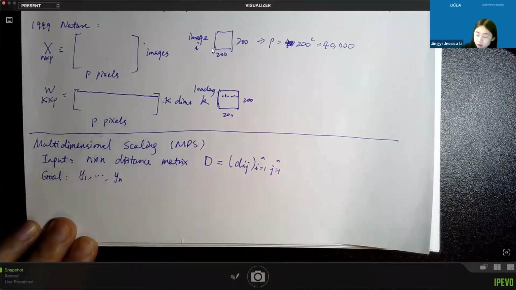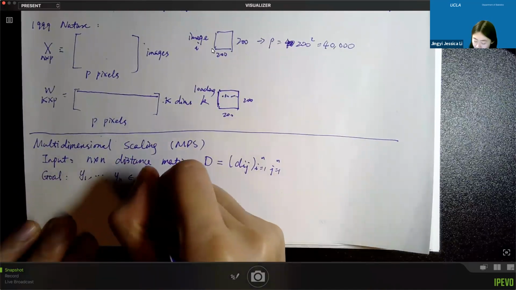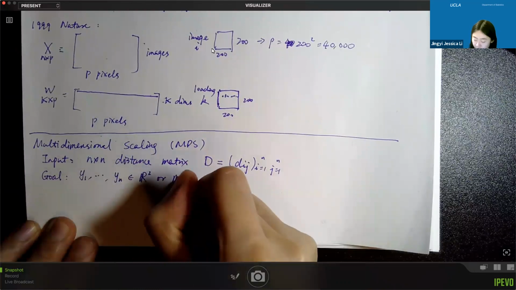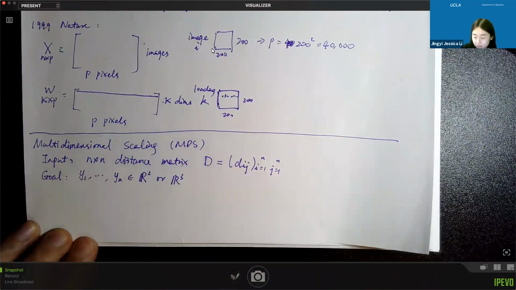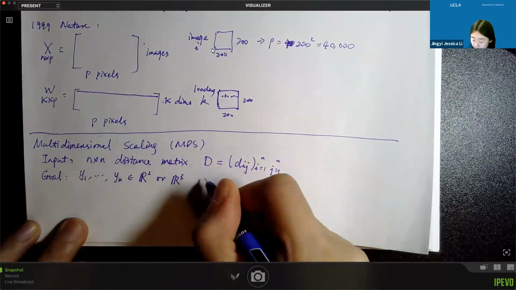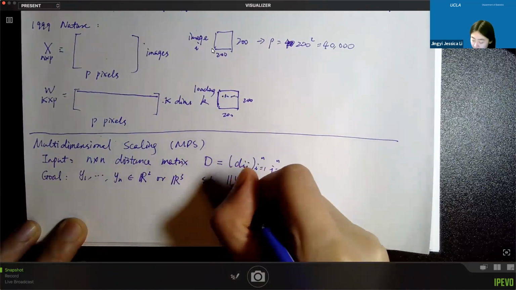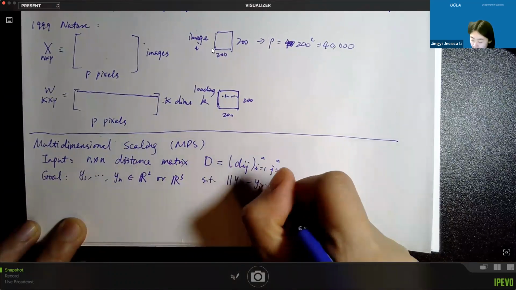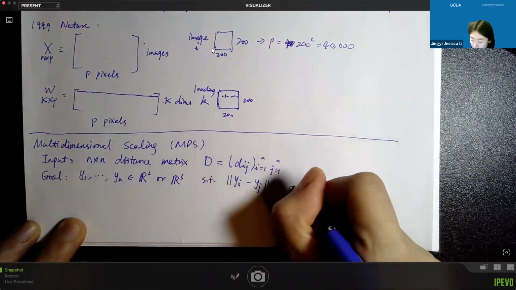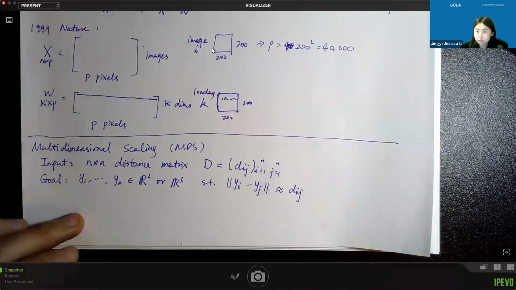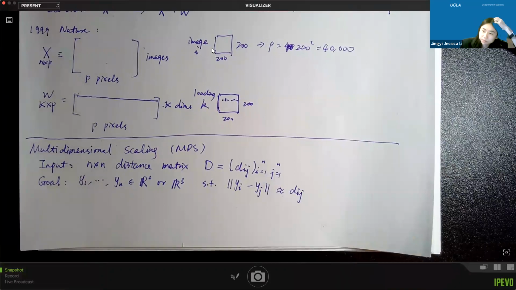Usually, we're only interested in 2 dimensions or 3 dimensions. So that means we want to find some easy to plot data points so that in the low dimension, the Euclidean distance between yi and yj is approximately just dij. That's the goal. So you want to preserve the pairwise distance with some low dimensional embeddings. Okay, so that's the goal.